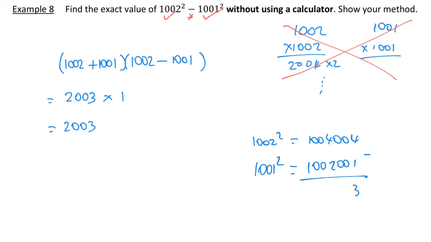4 take away 1 is 3, 0 take away 0 is 0, 0 take away 0 is 0, 4 take away 2 is 2, 0, 0, 0. So the answers are the same. So obviously we were right. So if we get something of this format, where it's find the exact value of something that looks quite complicated, if we can use difference of two squares, it's going to make life an awful lot easier.